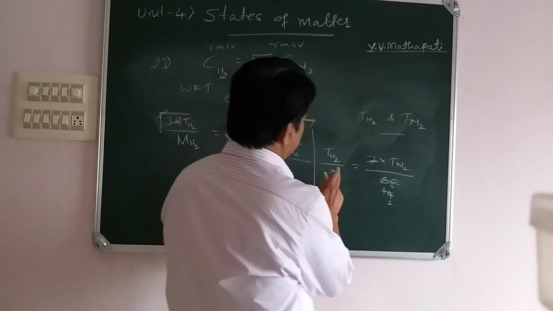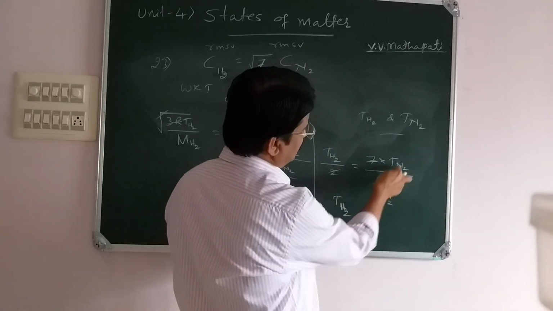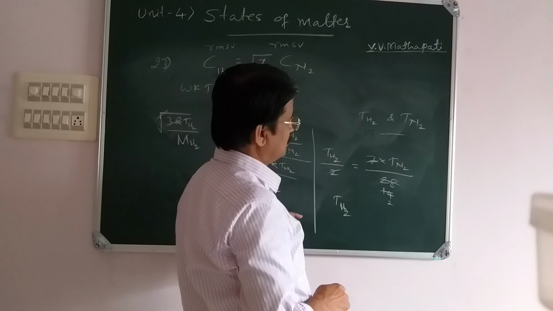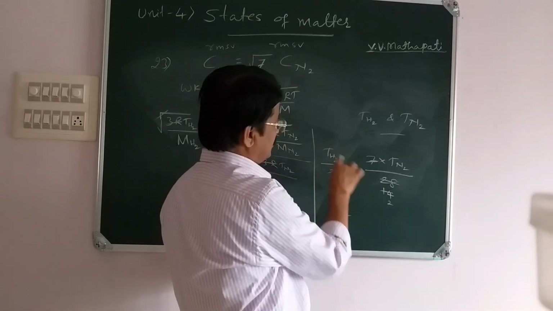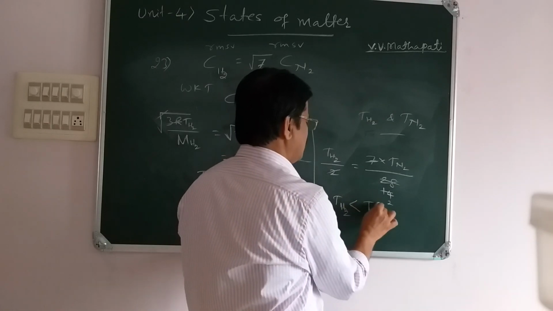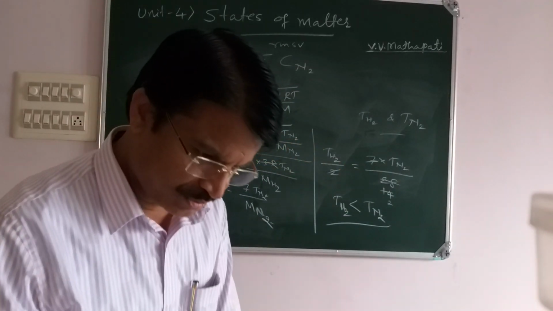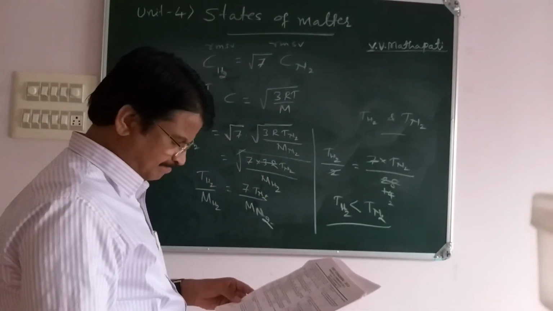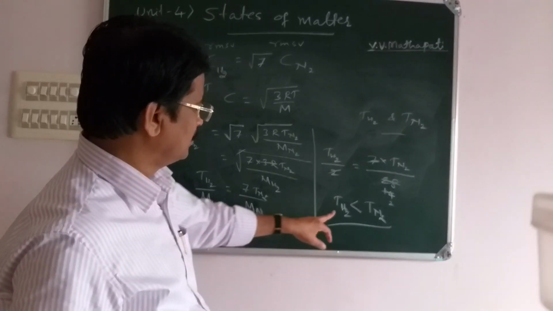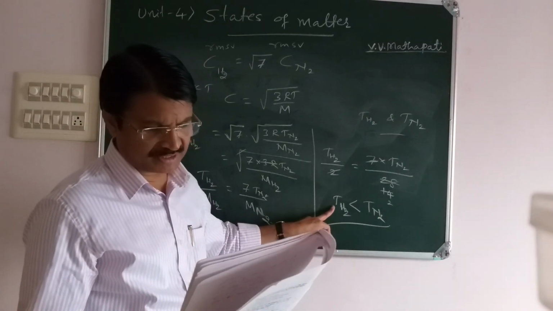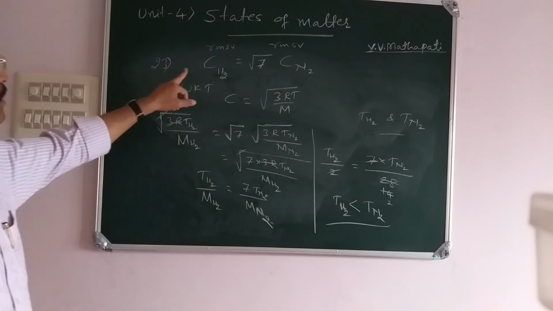Now, T of S2 is half of T of N2. What does that mean? T of N2 is greater than T of S2, or T of S2 is less than T of N2. So the answer is T of S2 less than T of N2. This is the correct one, option number 3. So, important steps here.